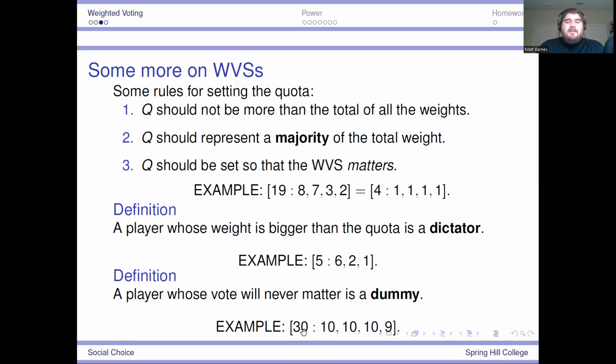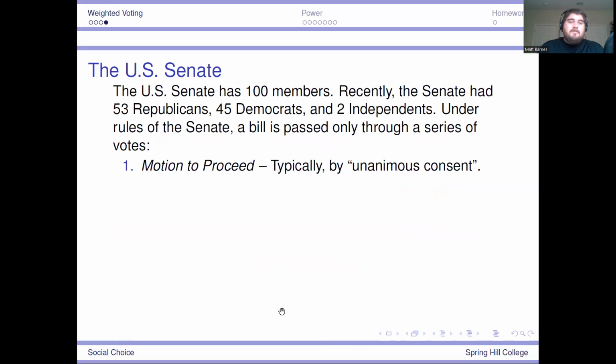Here's another example of that. We have not a dictator here, but we have 10, 10, 10, and 9, and our quota is 30. So the only way this is going to pass is if player 1, player 2, and player 3 all vote yes. Player 1, player 2, and player 4 can all vote yes, but that only gets us to 29. So we need that last person. But if these 3 vote yes, then that gets us to 30. So in this case, it really doesn't matter what player 4 does. Really, we're just looking at the first 3 people, and whatever they decide is going to end up being the actual outcome.